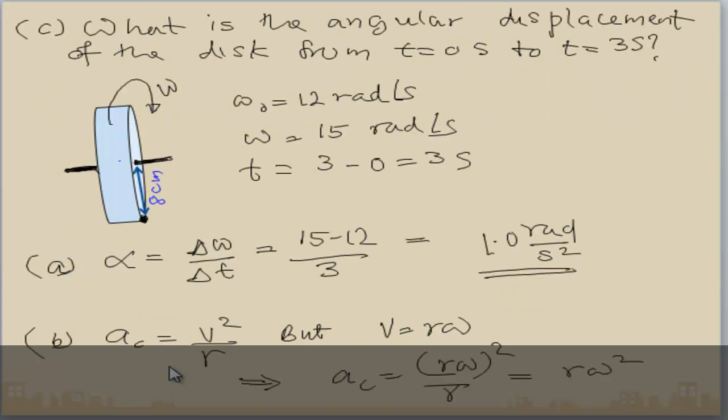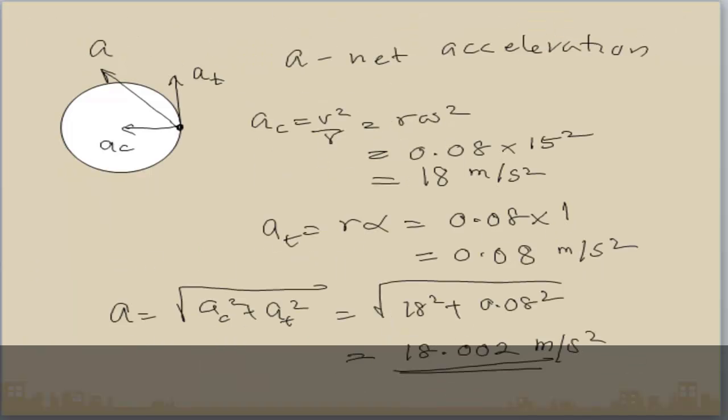So to find the net acceleration, we need two accelerations: AC, centripetal acceleration, and AT, tangential acceleration. AC is given by v squared over r. But v is not given in the question, but we can find v using the formula v equals radius times omega. So AC equals radius times omega squared divided by r. So that's r times omega squared. So AC is r times omega squared.